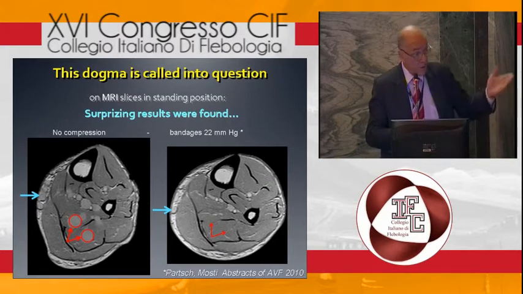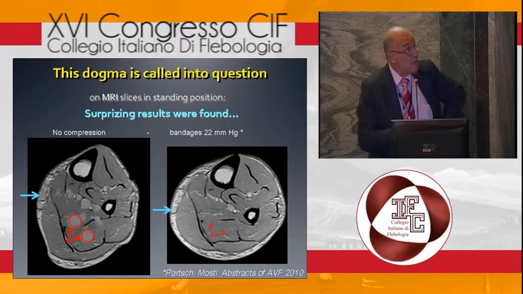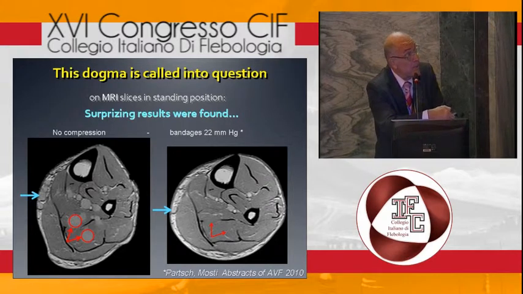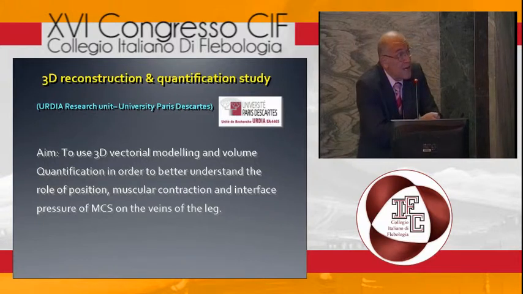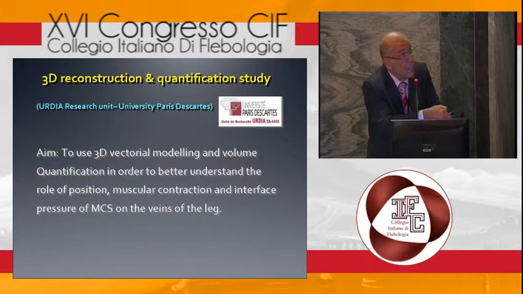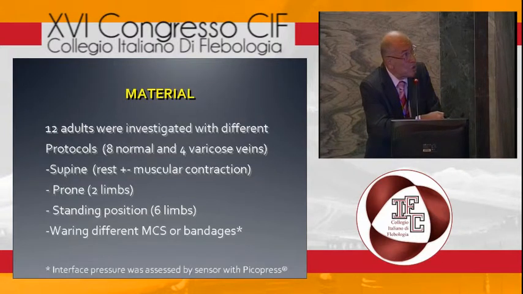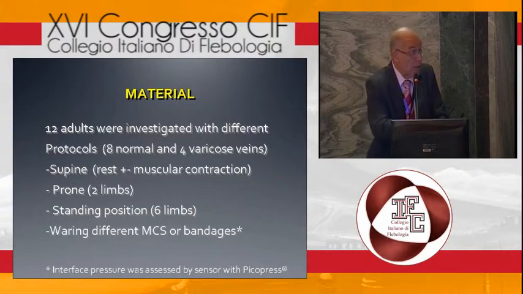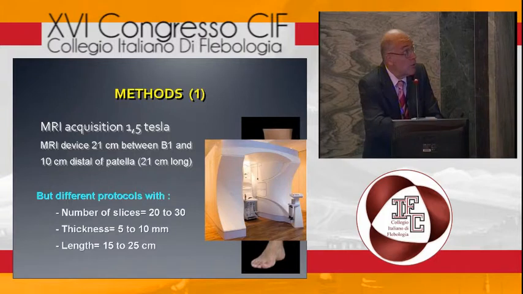So with this, making a partnership with Hugo and Giovanni Mosti, we made a study in my university because I am a professor of anatomy and specialist of 3D modeling and imaging. We use vectorial modeling very frequently in my department, and we used all this very nice data from Giovanni and Hugo. We made a 3D vectorial modeling of the whole leg in order to better understand what happens. The material is 12 adults, some of them with varicose veins, 4 or 5. We studied them in different positions, that is supine, prone, standing, and of course wearing different medical compression stockings with different interface pressures. And of course the interface pressure exerted by the different bandages or stockings was assessed with a sensor, a Picopress, that measures the interface pressure. So all these patients were investigated by MRI, and you can see, this is an MRI.